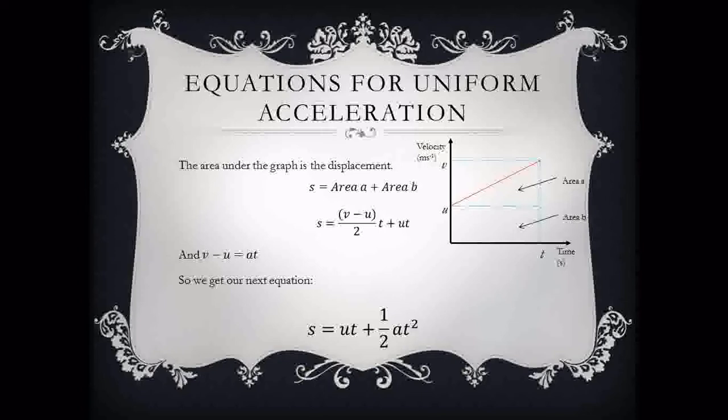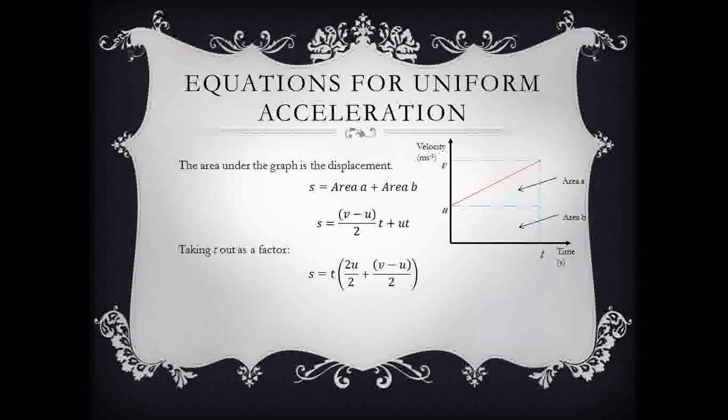Starting again at the addition of areas, we can take t out as a factor, as it is in both areas. And we can call u 2u over 2, because these are equivalent. Using this, we can get our third suvat equation. s equals v plus u, all divided by 2, all multiplied by t.